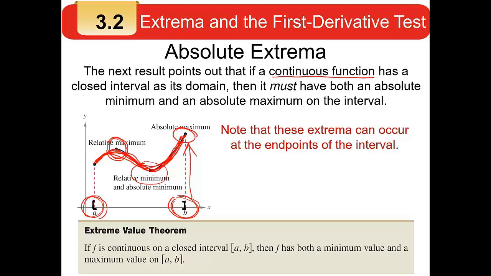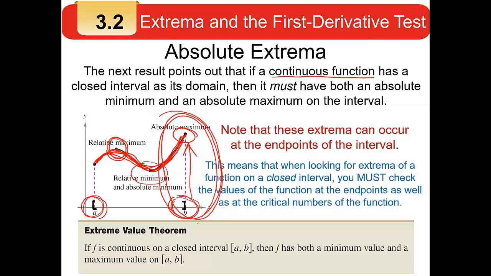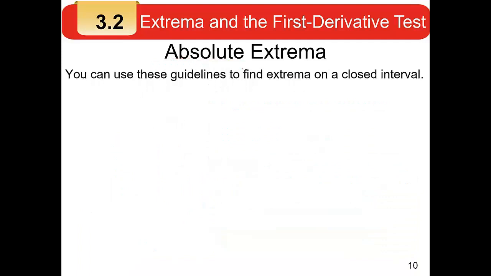So all I'm saying is when you're talking about absolute extrema, you have to get the relative extrema as well, but you also have to throw in the endpoints, because the endpoints could be a place where the absolute max or min occurs. So you have to take the relative extrema, get those, and then you have to throw in the endpoints. Always. You have to throw the endpoints in when you're looking for absolute extrema. All right, what about some guidelines? And then we're going to work some problems.